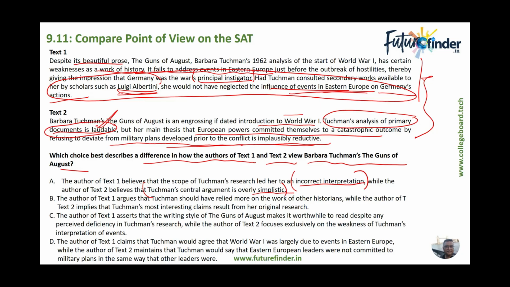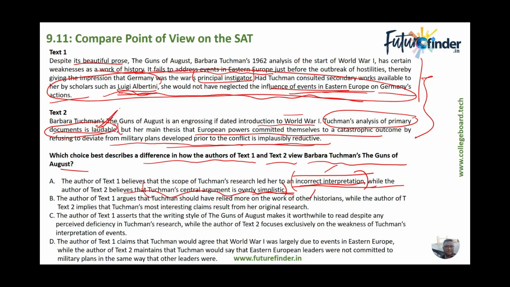It says the author of text 1 believes that the scope of Tuchman's research led her to an incorrect interpretation. Yeah, looks like text 1 does say that it's an incorrect interpretation because she did not take into consideration the literature that was available as resources to her. While the author of text 2 believes that Tuchman's central argument is overly simplistic. Is there evidence of that sort? Okay, so let's look at this one.